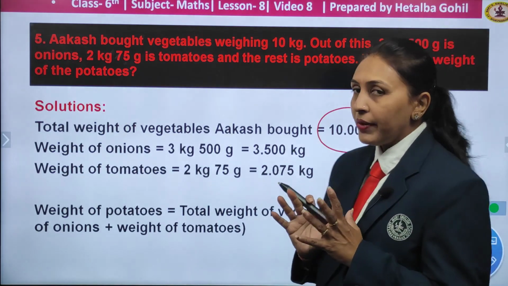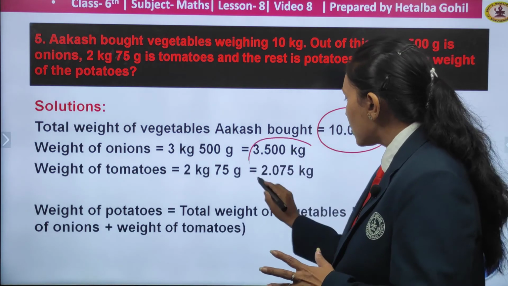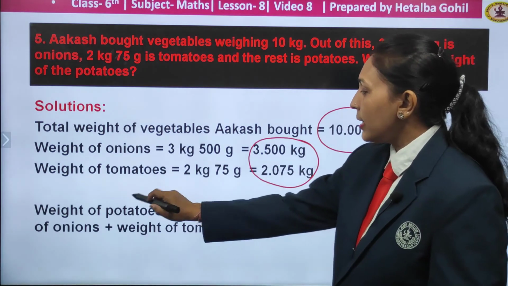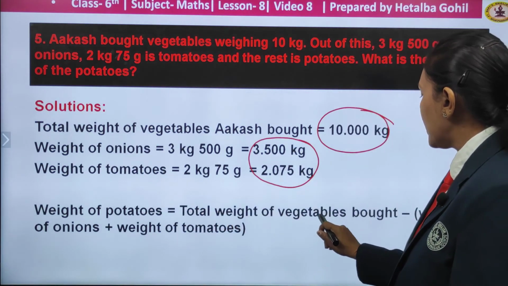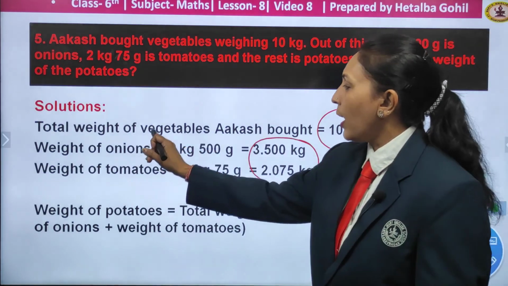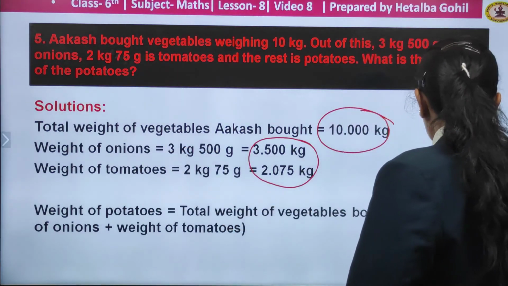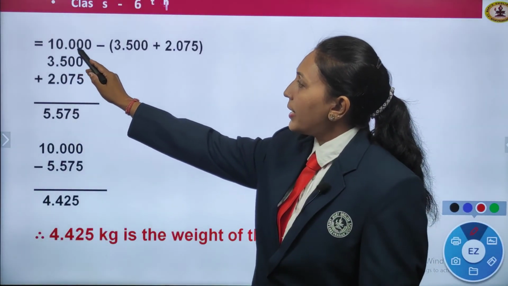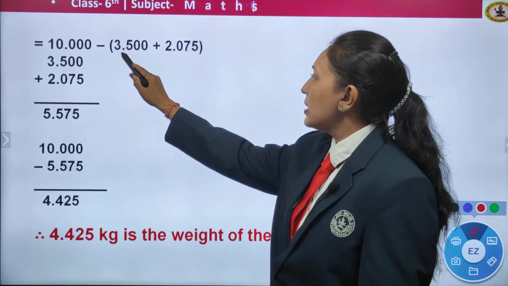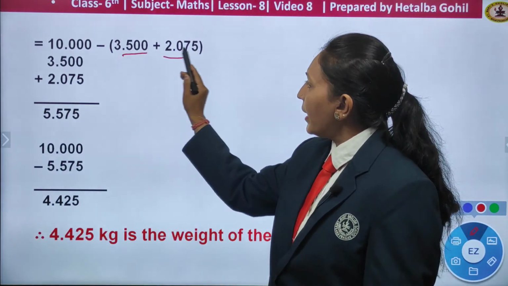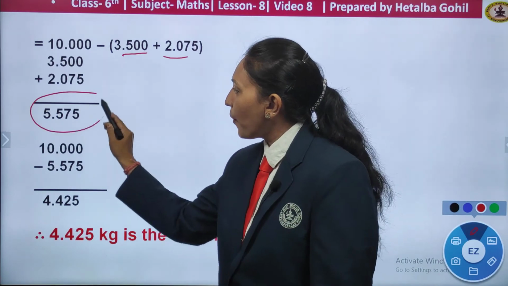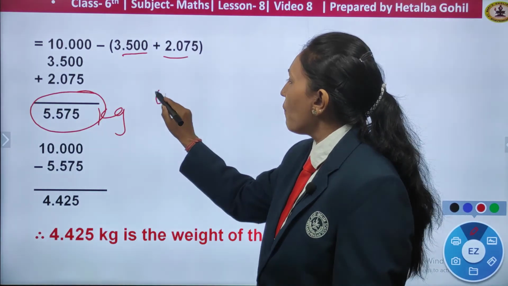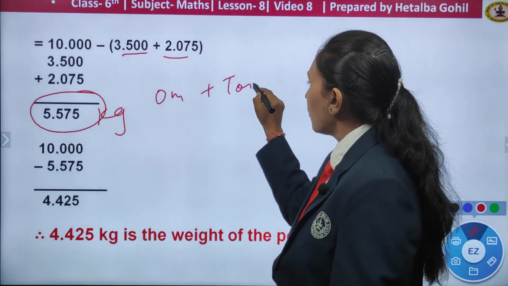Now, to find the weight of potatoes, we will add these 2. The total weight of these 2 will be subtracted from 10. So, you can see the weight of potatoes is equal to the total weight of the vegetables bought minus the weight of the onions and tomatoes. So, let us go further with that calculation here. Here 3.500 plus 2.075, when I add these 2, I will get 5.575 kg. This is the weight of onions and tomatoes together, children.